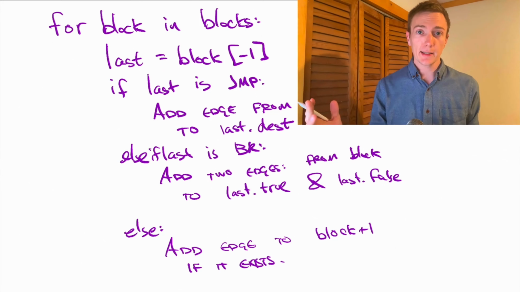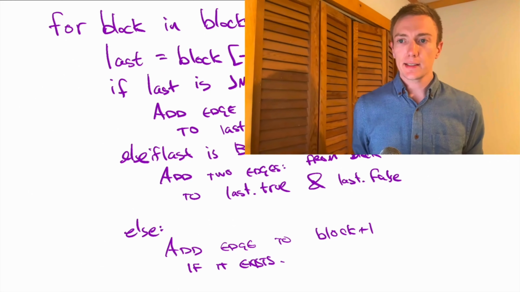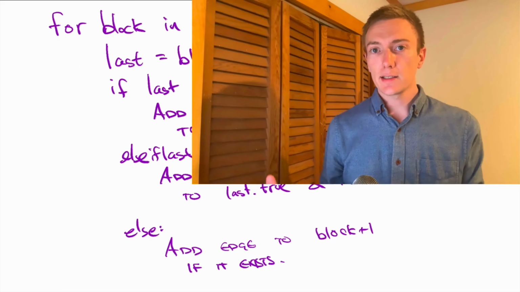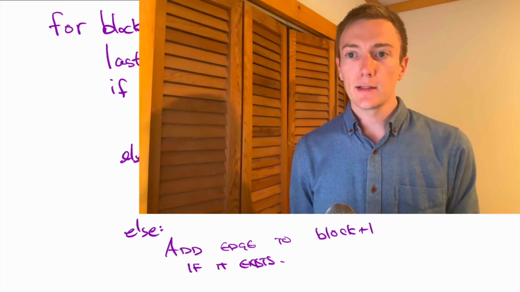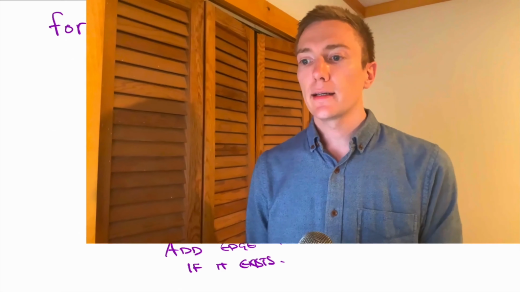So that's the algorithm for forming a control flow graph. And this shift in representation is the first of many that we'll do in this class to look at programs differently so that different properties become obvious when we're doing analyses.